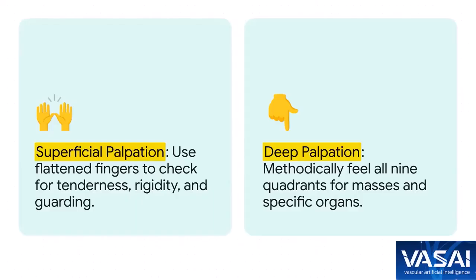So, we always begin with superficial palpation. Use the flat of your fingers and gently assess all 9 quadrants. And where do you start? You start in the area furthest away from any stated pain. You're feeling for tenderness, guarding, and rigidity, all signs of peritonism. Only after this do you move on to deep palpation, where you'll methodically search for masses and assess the organs.